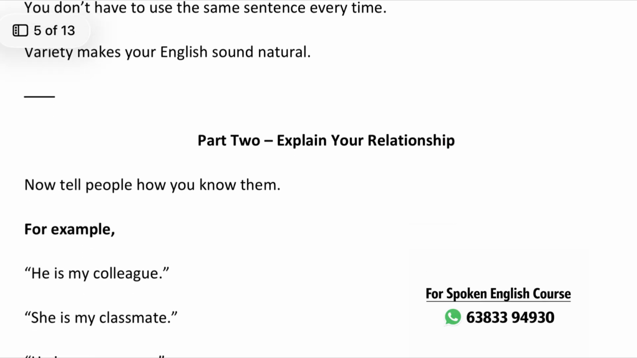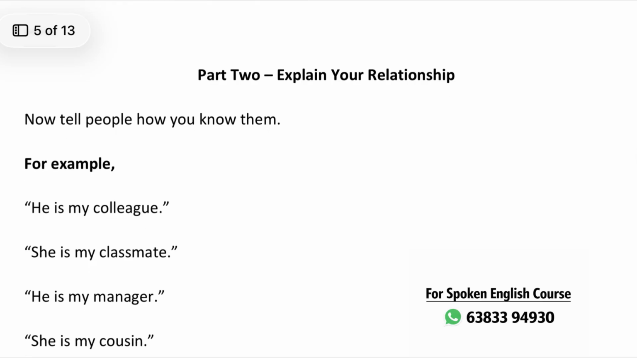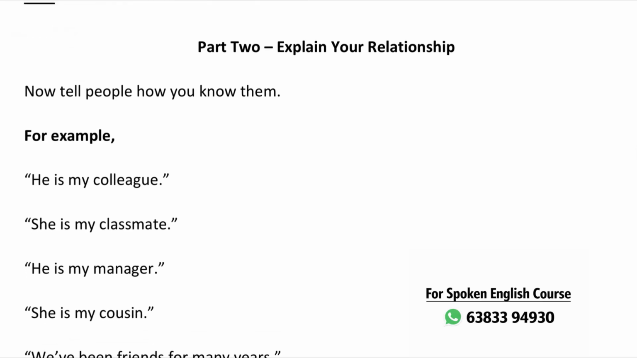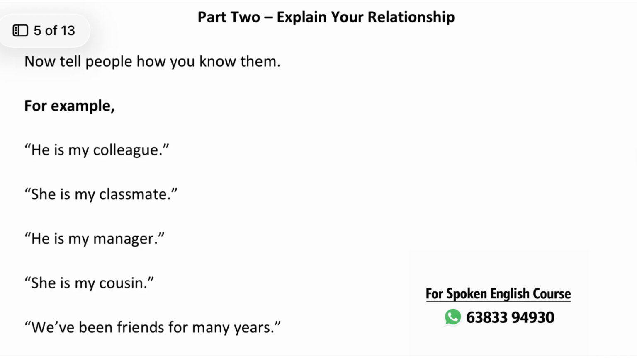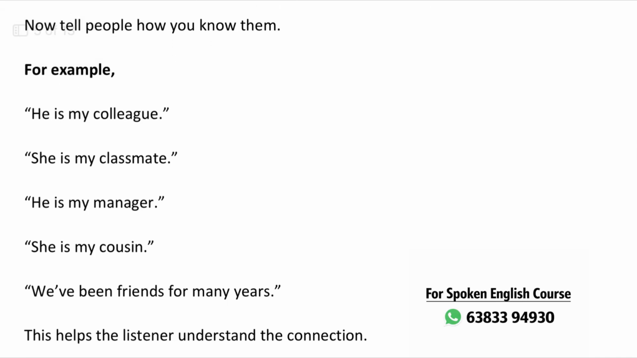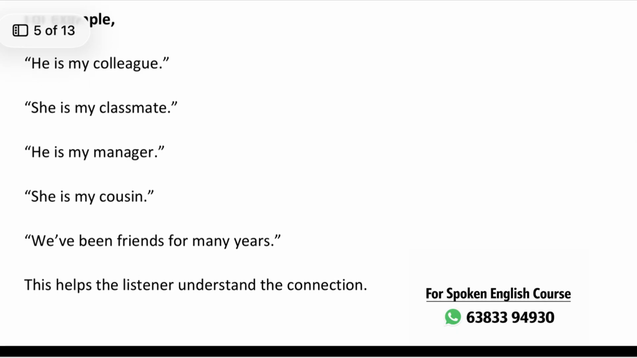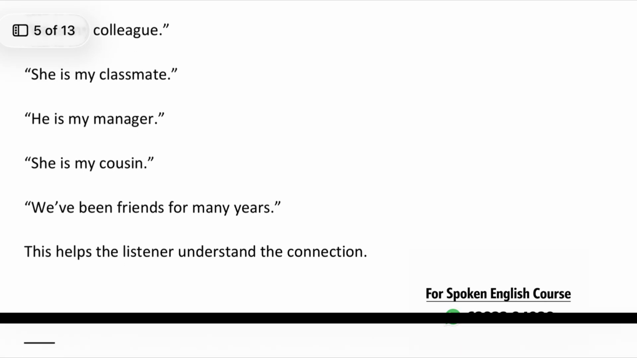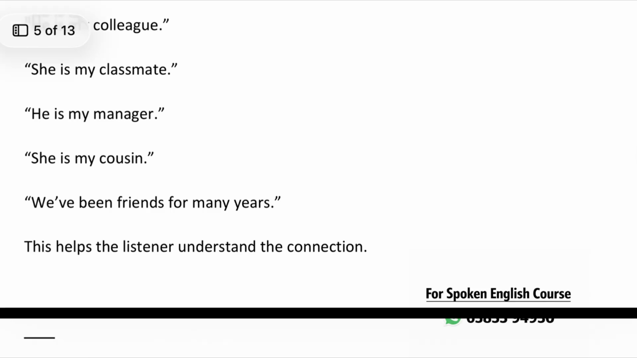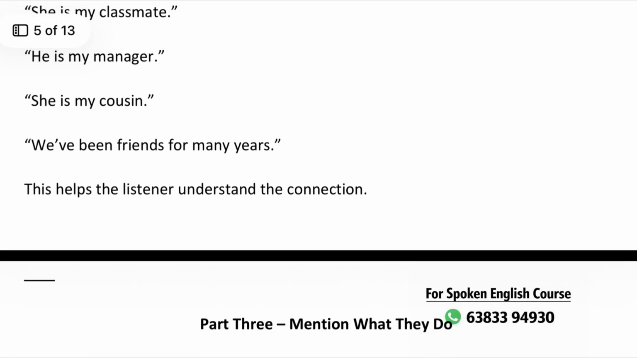Part 2. Explain your relationship. Now tell people how you know them. For example, he is my colleague, she is my classmate, he is my manager, she is my cousin. We have been friends for many years. This helps the listener understand the connection.